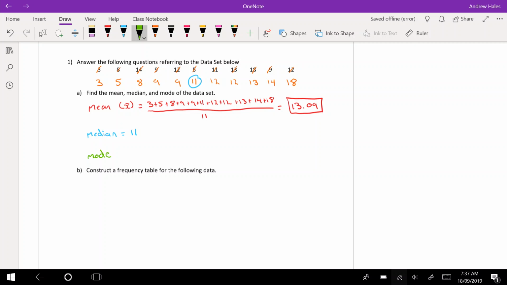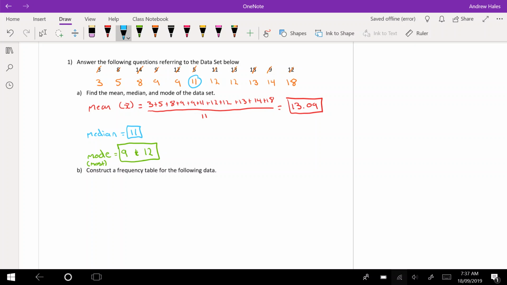Now the mode. We should remember that the mode is the most often, okay? Mode, most, happens the most often. You actually have 2 modes in here, and that's 9 and 12. Again, make sure your answers are clear.